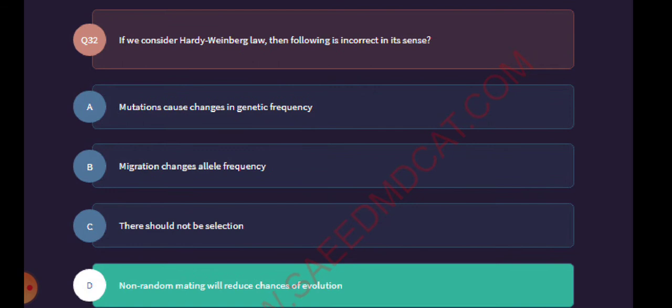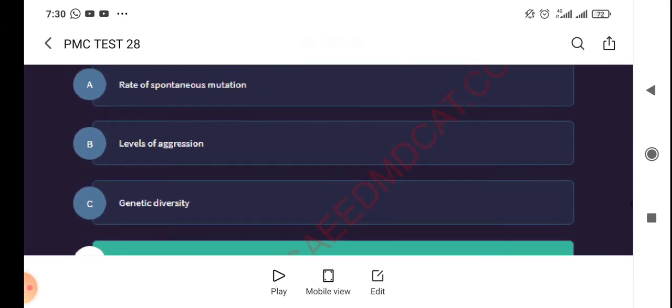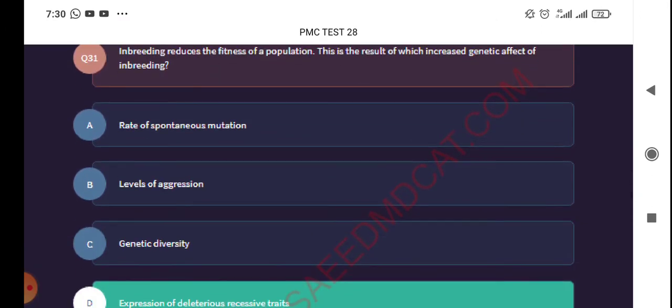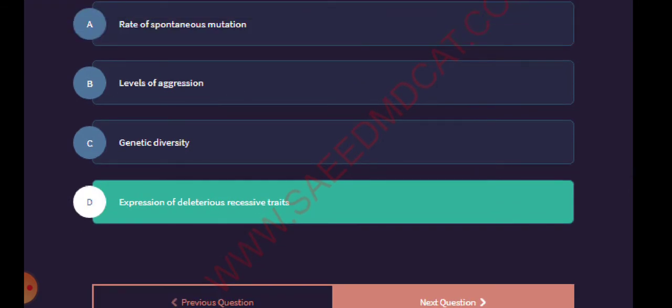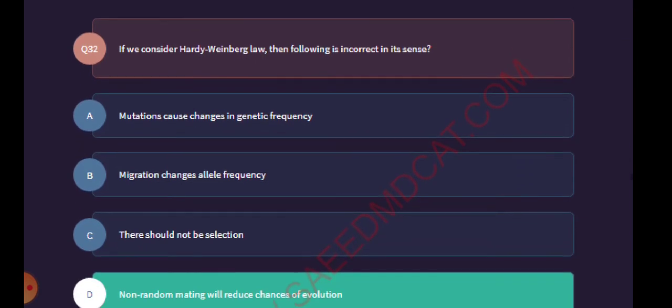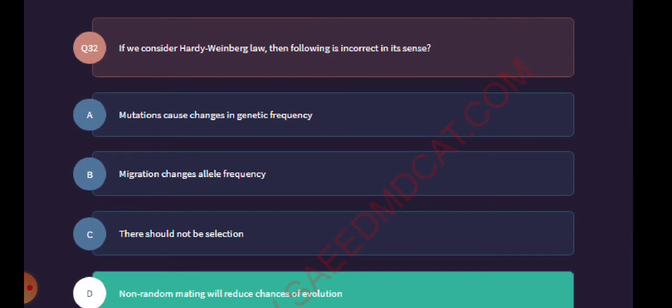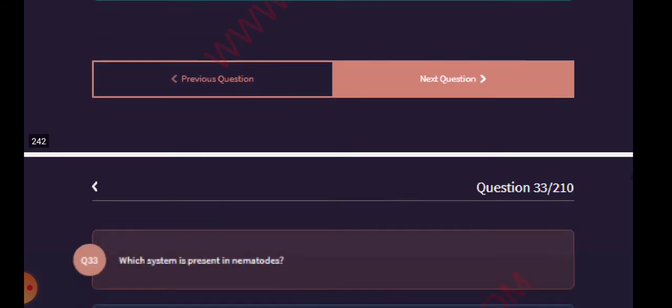If we consider the Hardy-Weinberg law, which of the following is incorrect? Non-random mating will reduce the chance of evolution.